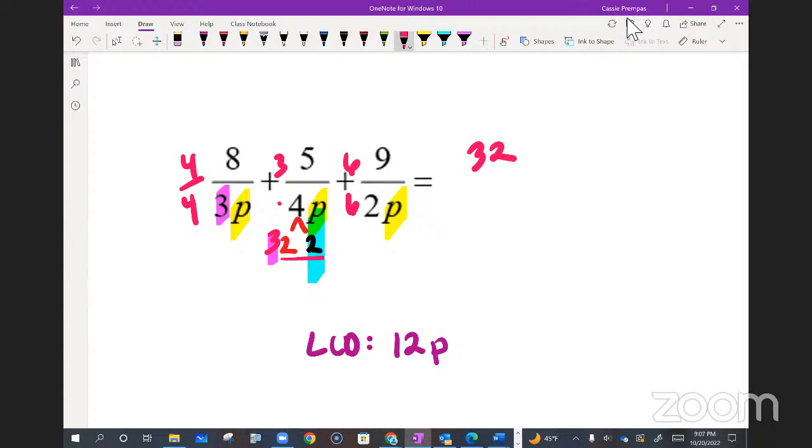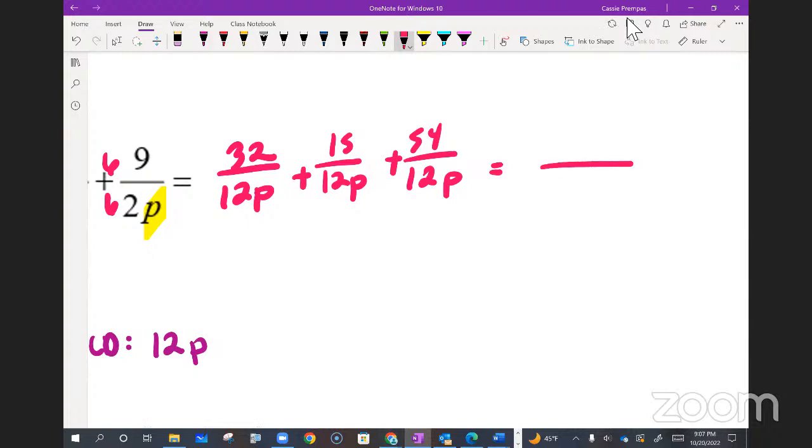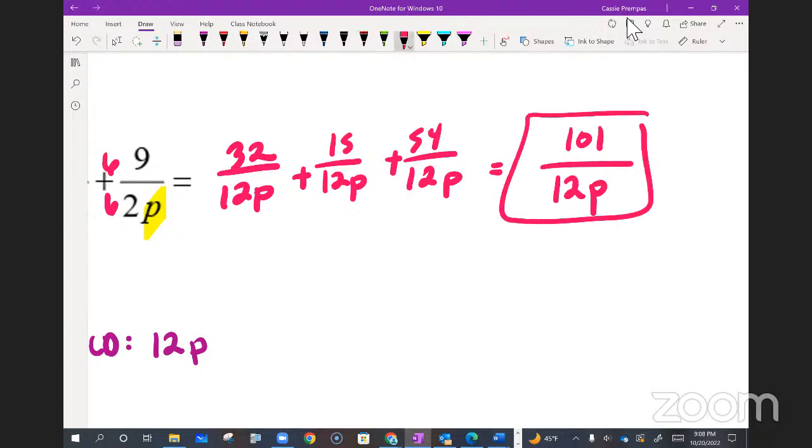So 4 times 8 is 32, so I have 32 over 12p, plus 3 times 5 is 15 over 12p, plus 6 times 9 is 54 over 12p. Now, all my denominators are the same, so I'm going to keep that common denominator, and I'll add the numerators. 32 plus 15 is 47. 47 plus 54 will give me 101, I believe. Let me check that. I don't have my calculator on me, so yep, 101. All right, so we have 101 over 12p.